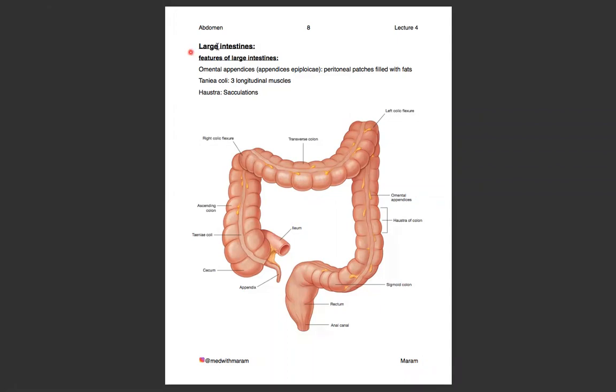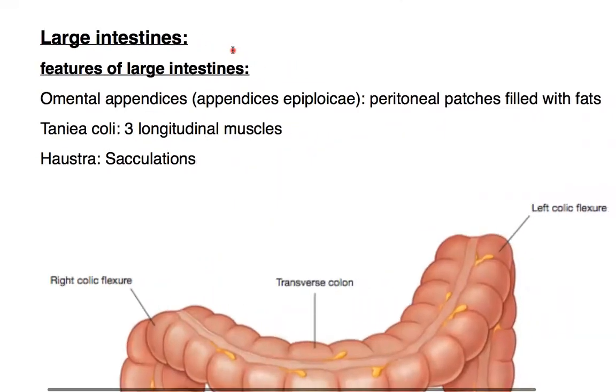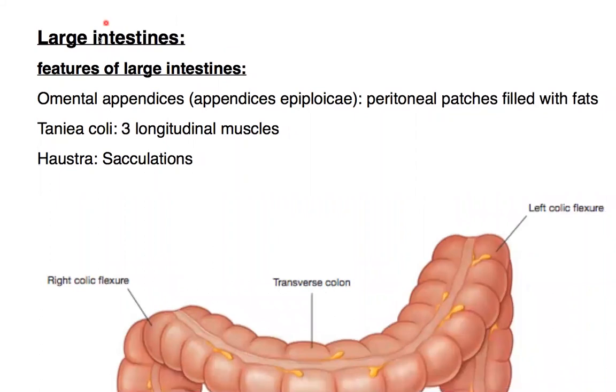So in large intestines, first thing you should know are just the general features of large intestines that make it different from a small intestines. So features of the large intestines: we have the omental appendices, the tinea coli, and the haustra. I'll explain what each one means.